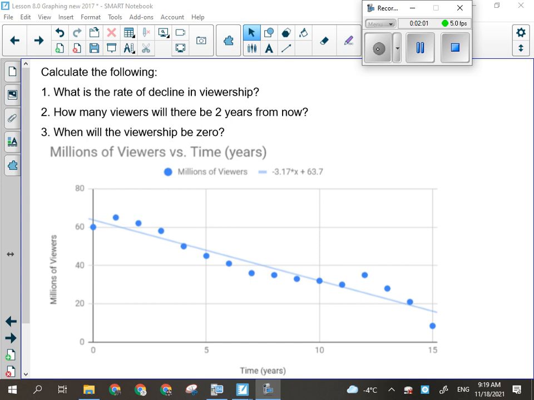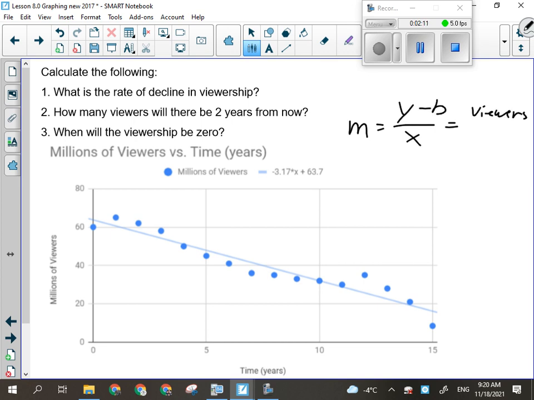So I know that if somebody calculates the slope on this graph, what they're going to end up with is viewers per year. Follow what I did there with the slope? So slope can represent anything. It just depends what's on the graph.